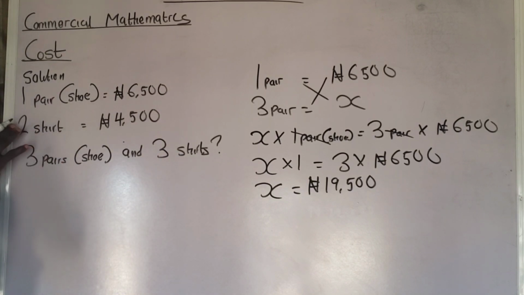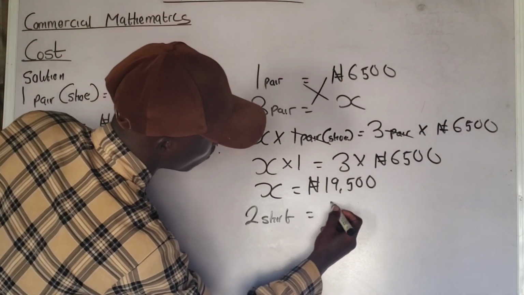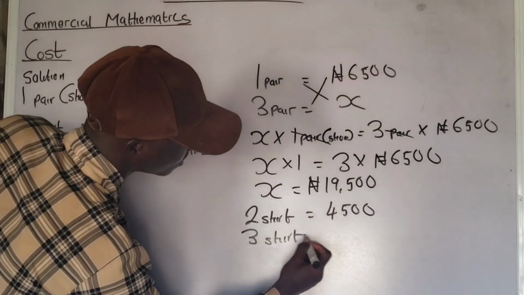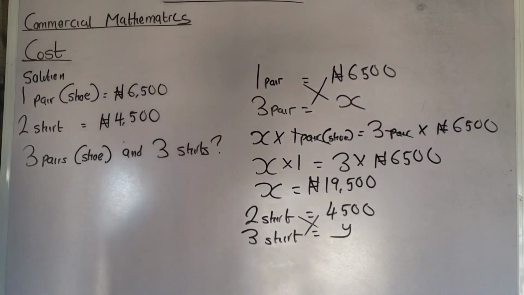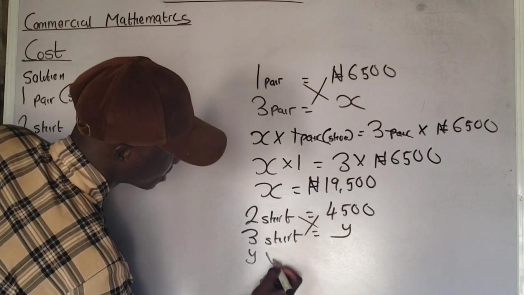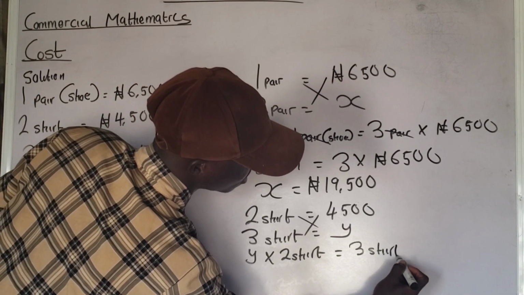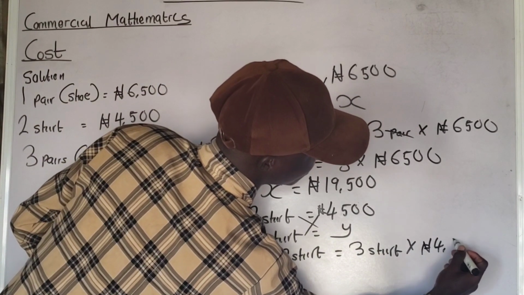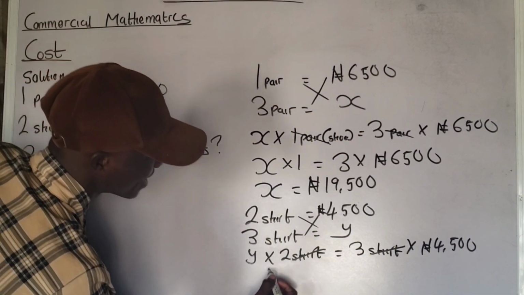Now we are meant to know that 2 shirts cost 4,500 naira. 2 shirts is equals to 4,500 naira. So 3 shirts will now cost, let's represent as what? x or y. Okay, so we are going to cross multiply. So for this I'm going to have y multiplied by 2 shirts is equals to 3 shirts multiplied by 4,500 naira. Now this shirt will cancel this shirt. Okay, so I'm left with what? 2y.